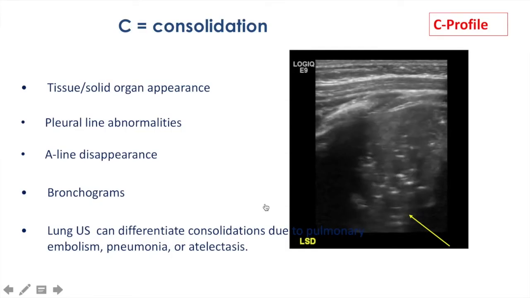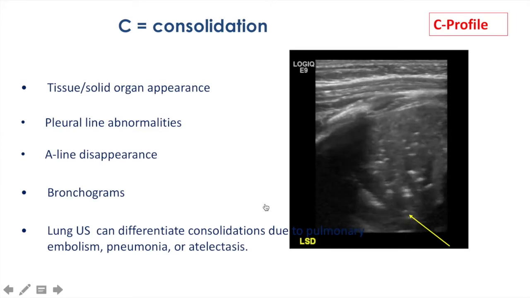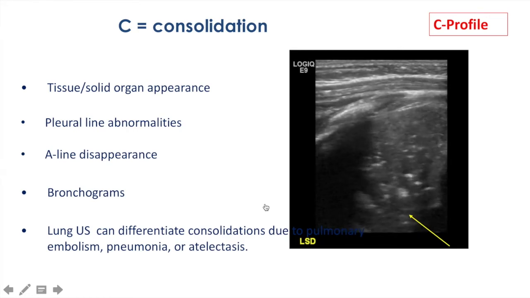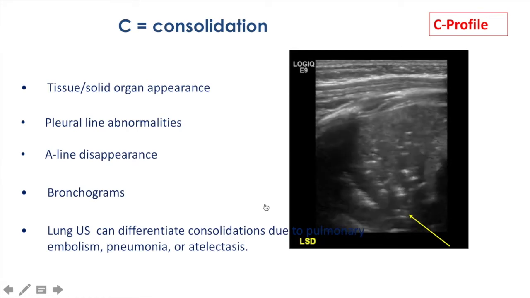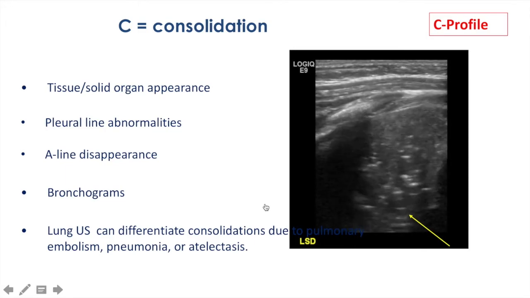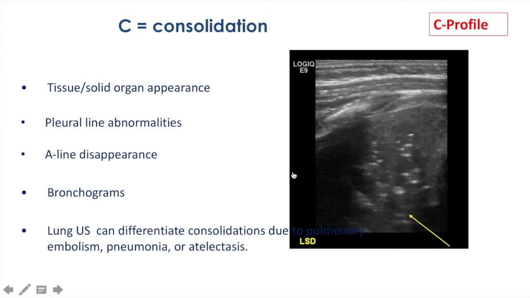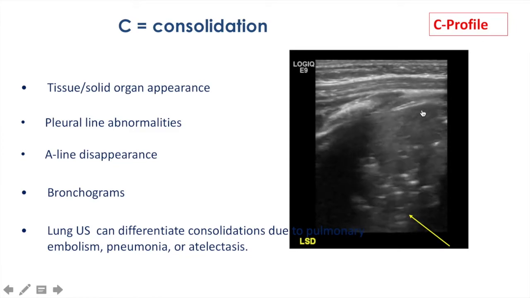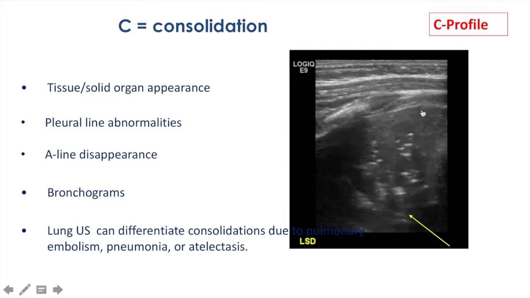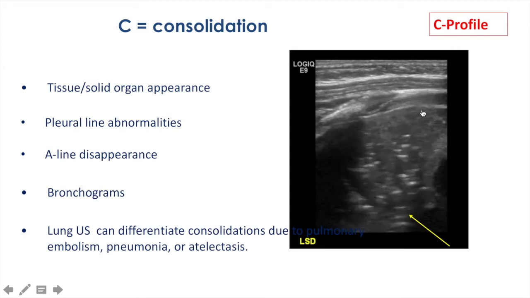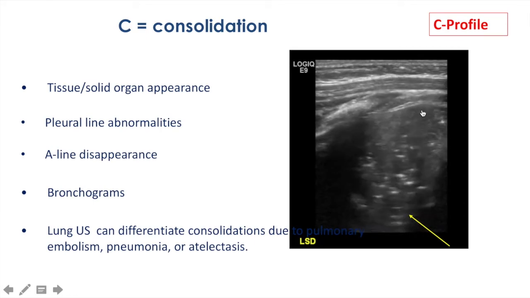C for consolidation. Daniel Lichtenstein has created the full alphabet, but we will stop after consolidation. Consolidation is a fluid disorder providing a hypoechoic image with tissue organ appearance. The pleural line is not visible, hardly visible, maybe here, but not well visible. Consolidations erase A lines and contain some air trapped, named air bronchograms, that can be static or dynamic.